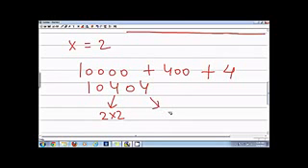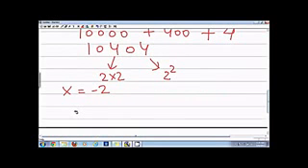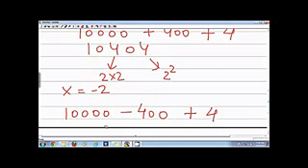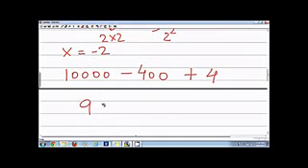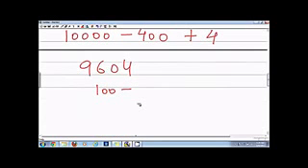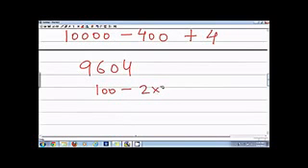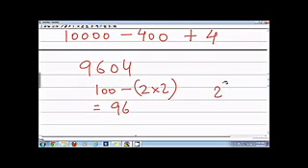Similarly, if x is equal to minus 2, in this case it will be 10000 minus 400 plus 4. So that will be equal to 9604. Again in here I have subtracted from 100, 2 into 2, so that will be equal to 96, and then 2 square is equal to 4, so that will be 9604. So this is how the trick works.